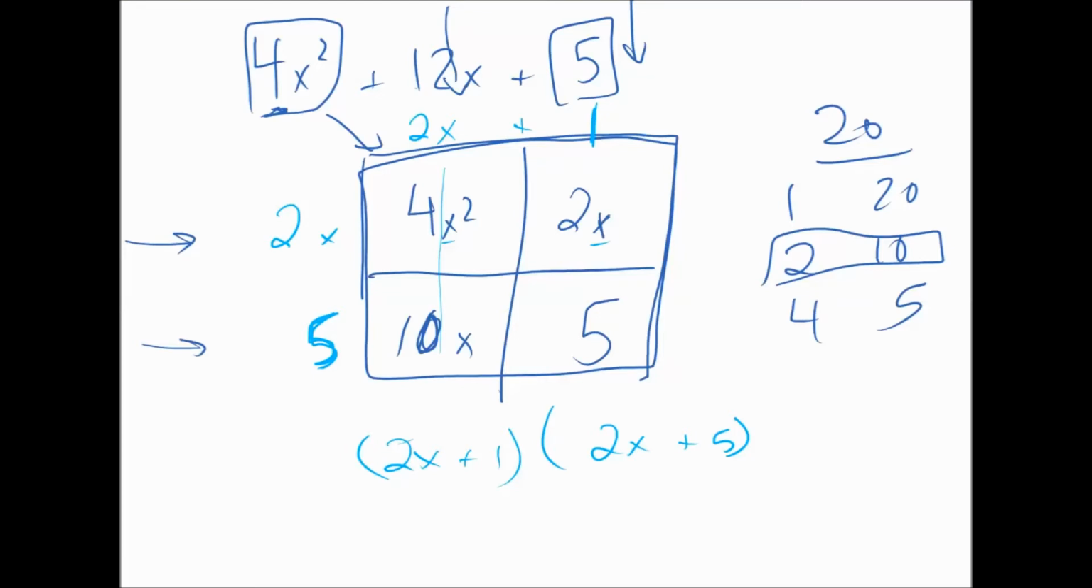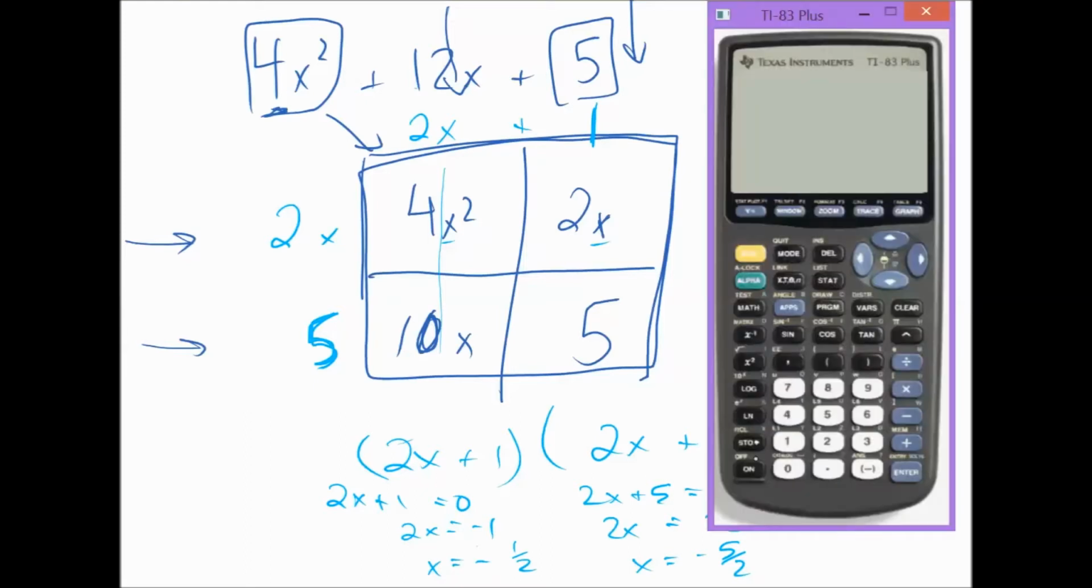Now if it asks us to solve or to find the x-intercepts, we're going to solve for x on both of these. We're going to write 2x plus 1 equals 0 and 2x plus 5 equals 0. Minus 1. X equals negative 1/2. And x equals negative 5/2.